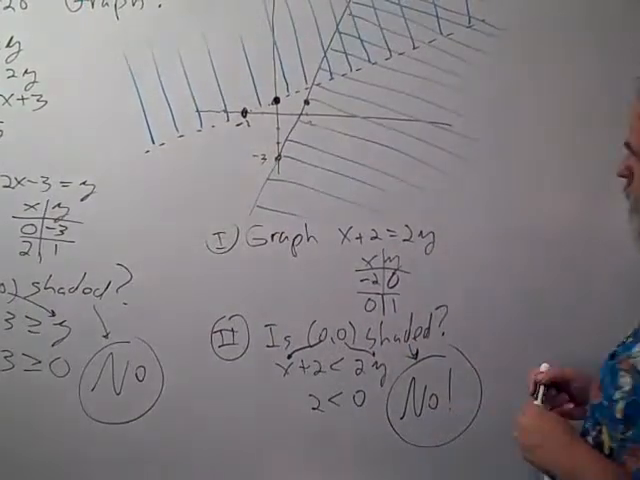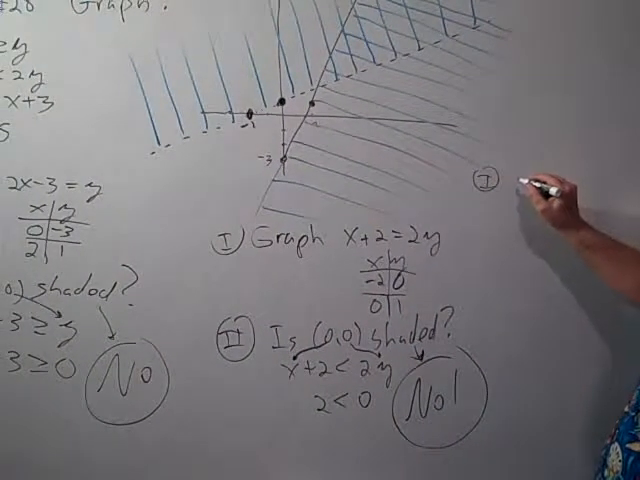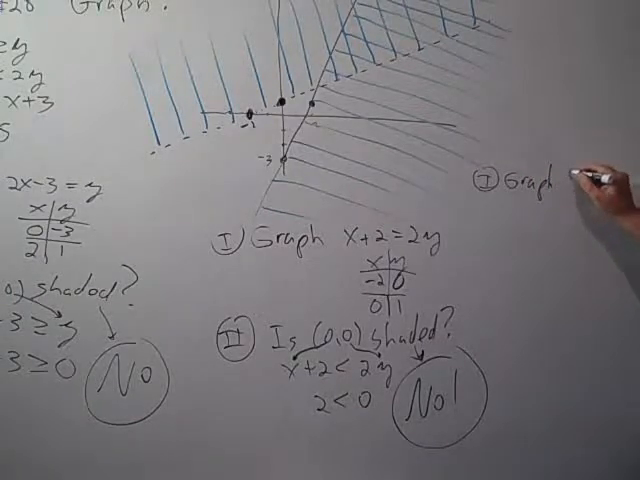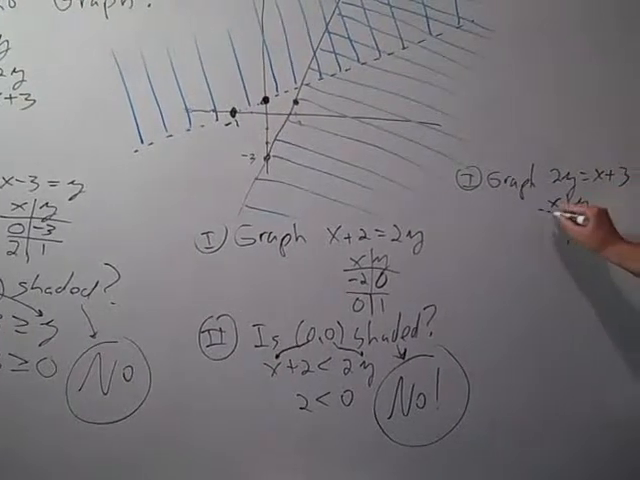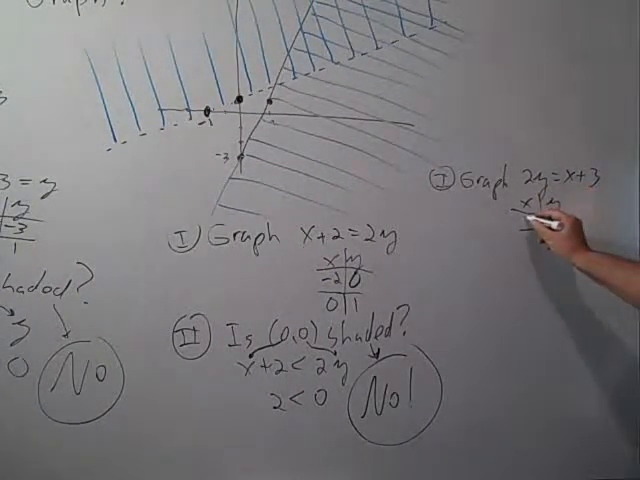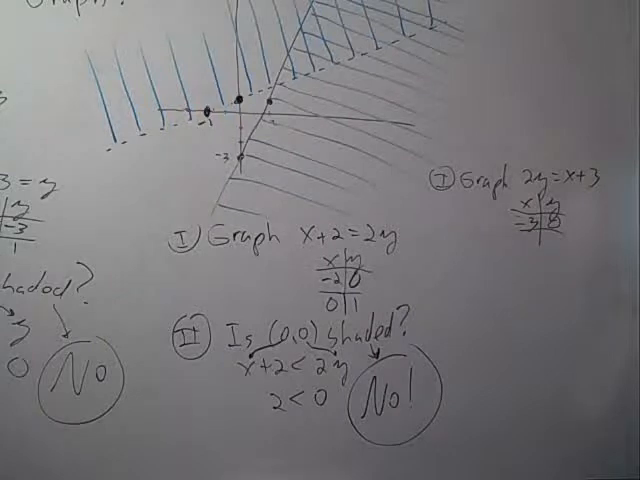So for the third inequality, we have the same 2 questions to ask. First of all, we graph the boundary line, the line 2y equals x plus 3. So we need 2 points on that line to graph it. And if y is equal to 0, then negative 3 plus 3 is equal to 0, so x would equal negative 3. And let's see, what other point can we have?